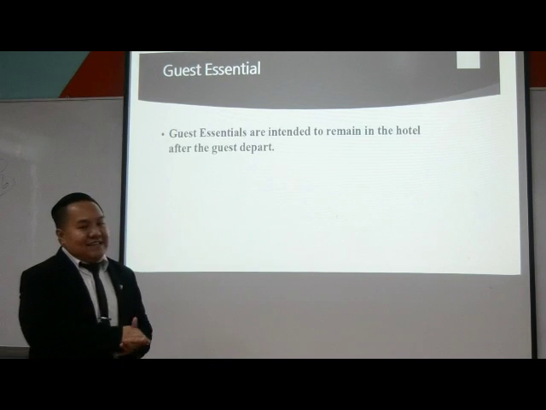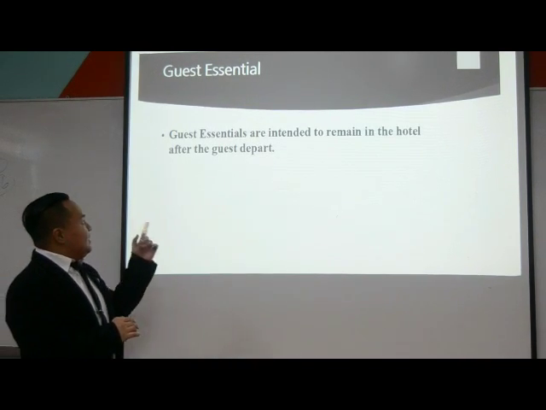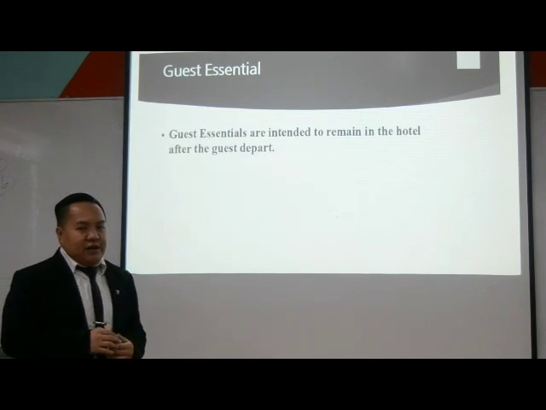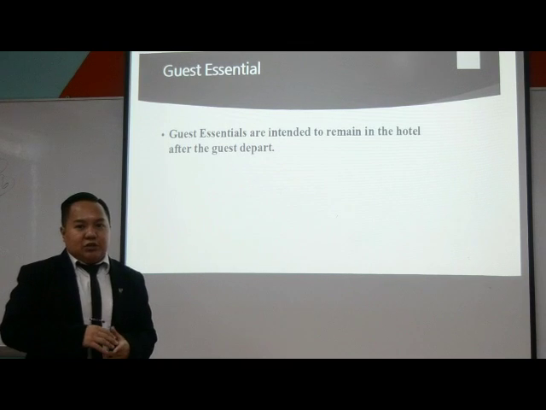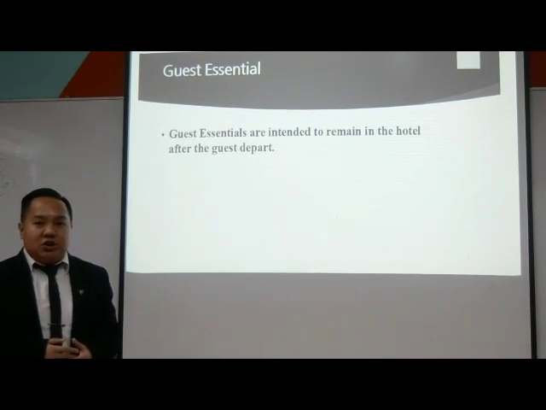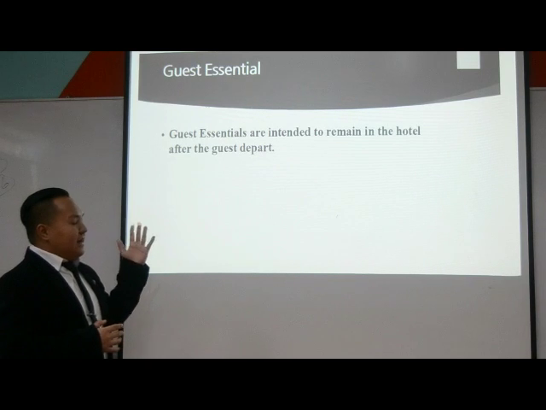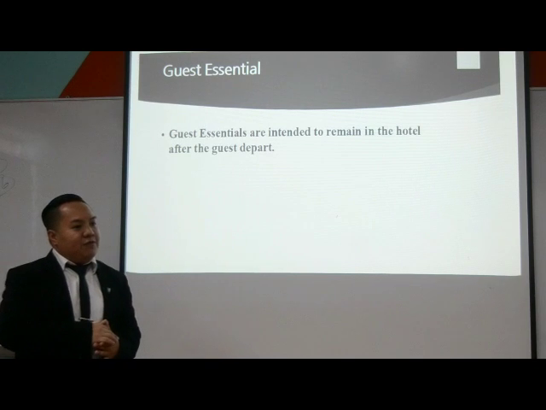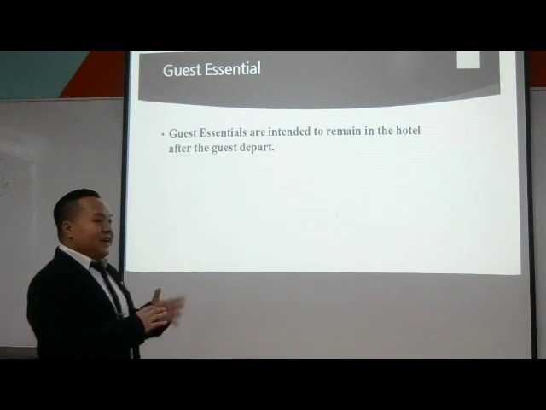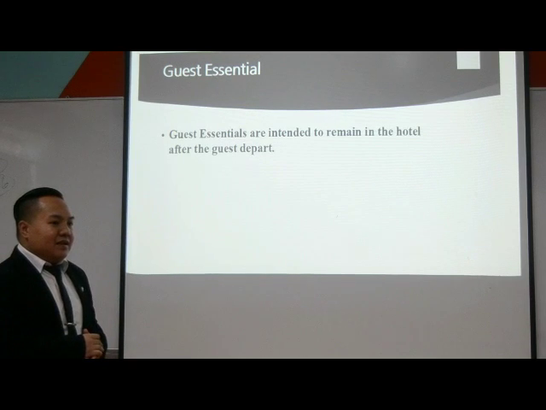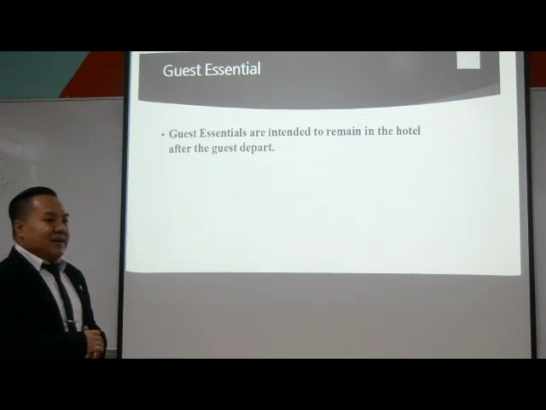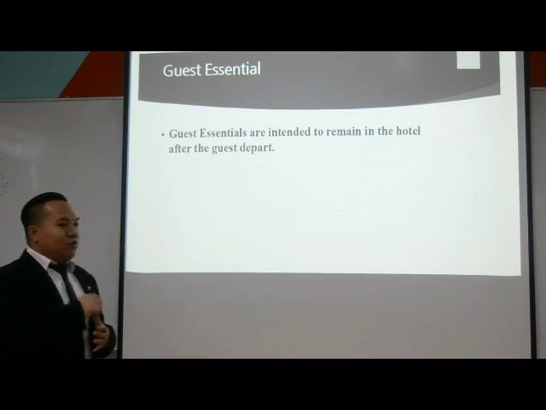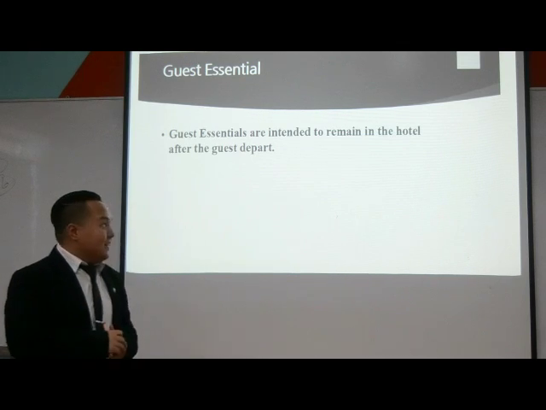And then next is guest essential. Guest essentials are intended to remain in the hotel after the guest departs, which means after the guest checks out, we have to make sure that all the amenities, I mean our guest essential items, are still in our room. Michael, can you give me one example of guest essentials in the hotel? Yes. Maybe something like a bed sheet. Yes, true. Bedsheet is also one of the types of guest essentials.